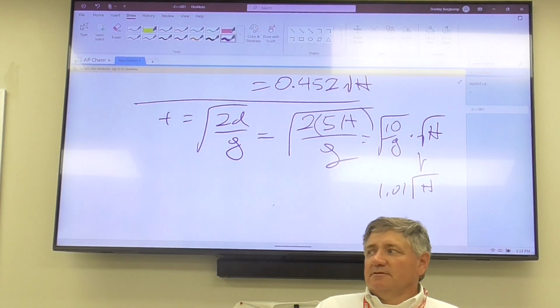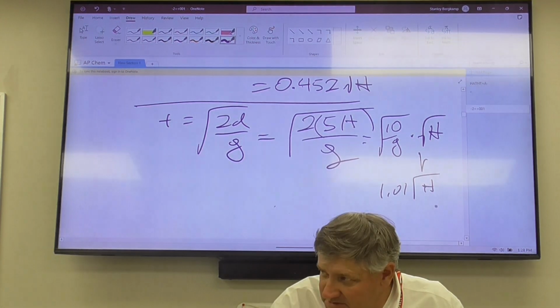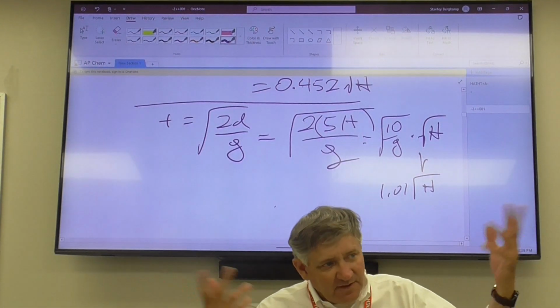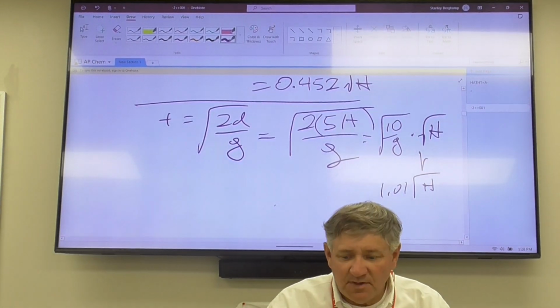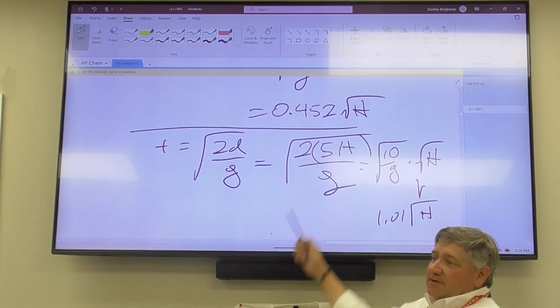So what are you going to do? Subtract them. Yeah. So you're going to take 1.01 times the square root of h minus 0.452 times the square root of h. That would be the difference in the times. So the only thing that changes is this number here.